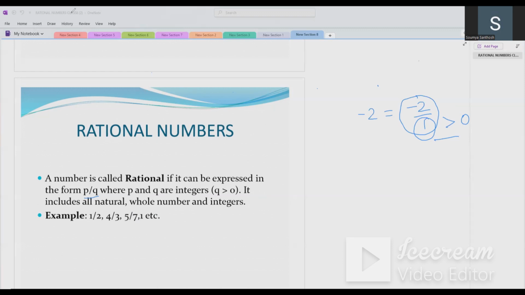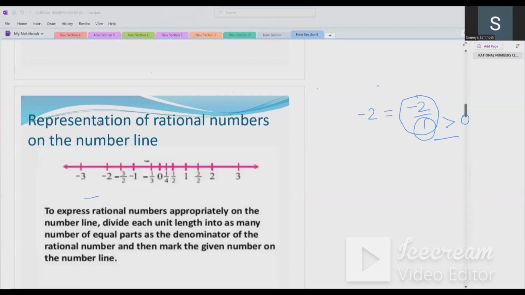Now let's see representation of rational numbers. I already told you how to represent it. But to express the rational numbers appropriately on the number line, divide each unit into as many equal parts as the denominator of the rational number and mark the given number on the number line.